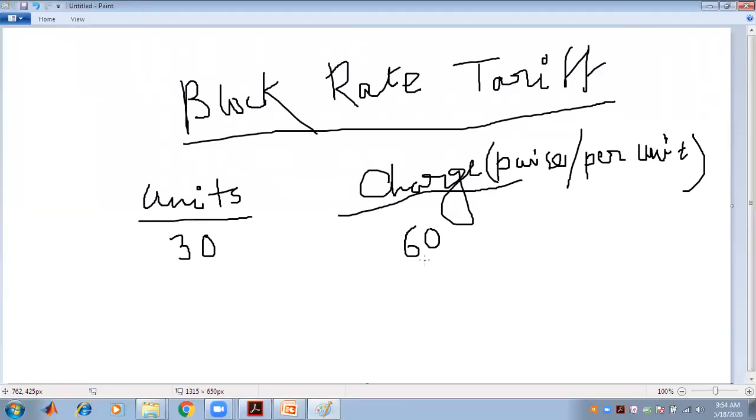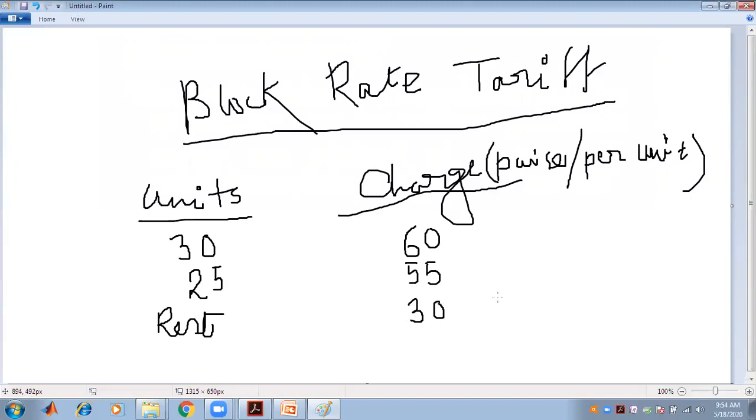Now the next 25 units, as I have told, the first block is the highest because it must consider the fixed and the running cost, and the next block is charged at 55 paisa per unit. It is progressively decreasing. And the rest of the units are charged at 30 paisa per unit, as I have given in the example.